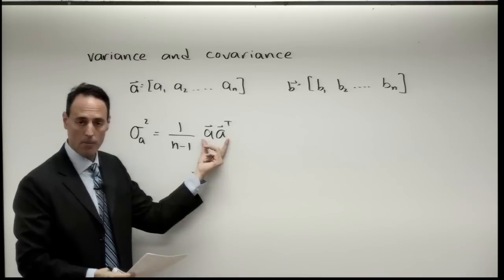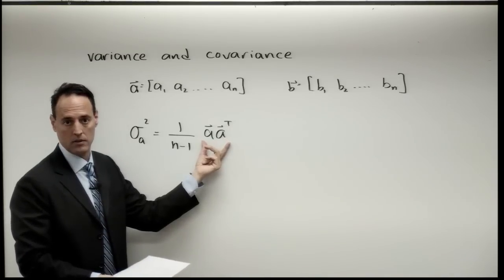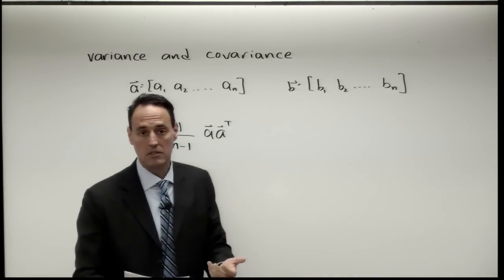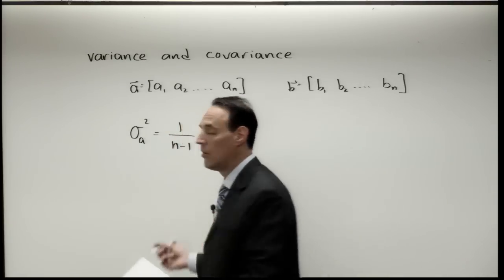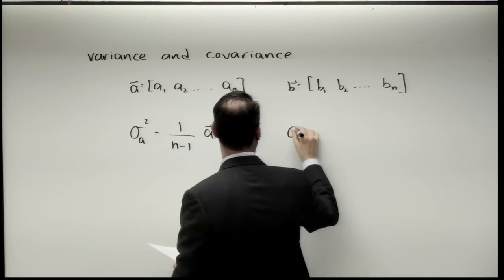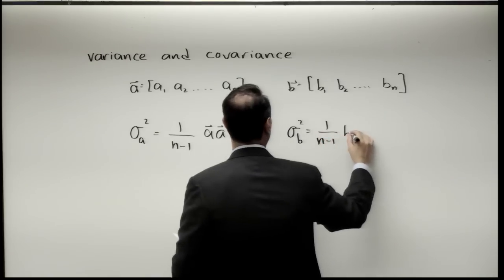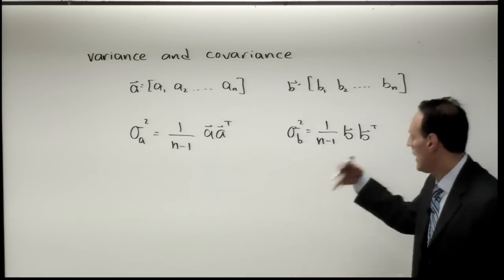And what is this? It's an inner product. This tells me the length of the vector, essentially. So if this inner product is big, it means there's lots of variance. If this inner product is small, there's very little variance. Same thing here with B. Okay, so there's the variance of A, there's the variance of B.